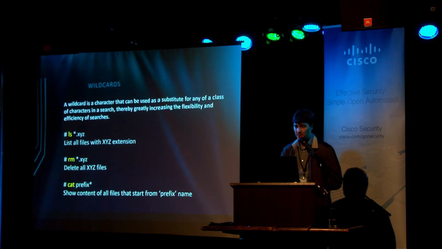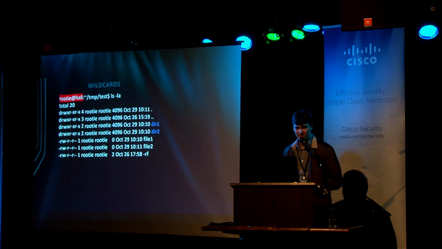So in my system, I created another user. I call him Rooty. It's a normal user, and one day he would like to become root. So Rooty created two directories called dir1 and dir2 and three files: file1, file2, and -rf. And it's a trap.